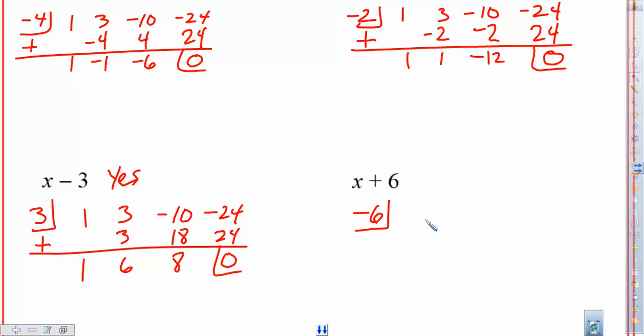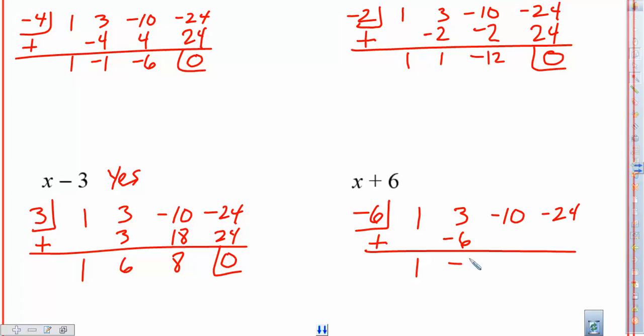Negative 6. That would be what? Negative 3, right? That would make 18. And then this would be an 8. And then negative 6 times 8 would be negative 48, right? And then when we add those up, I guess I could do the math on that if I was really interested, but you can see right now that's not going to be a factor, right? Because we know the remainder is not going to be a 0. We get negative 72. So our answer here would be a no.